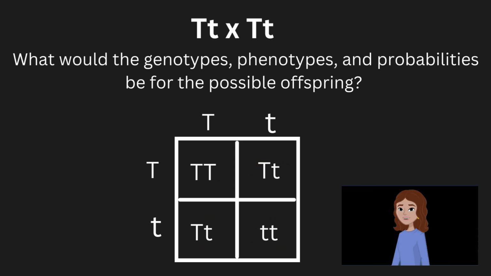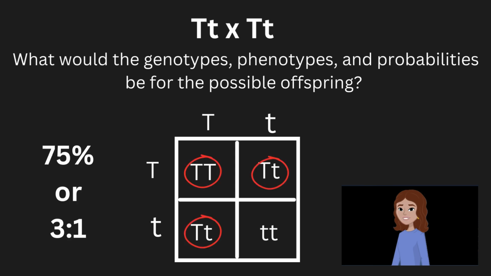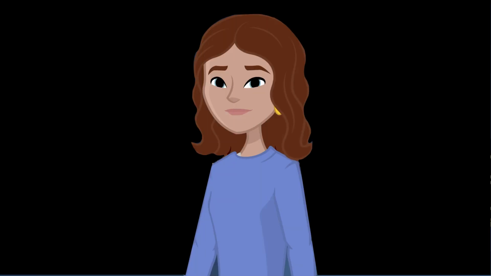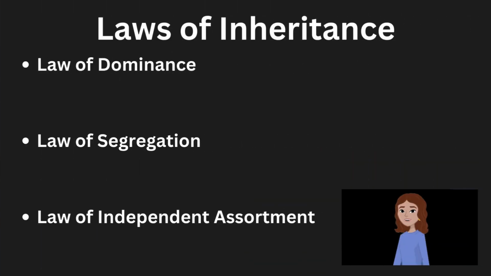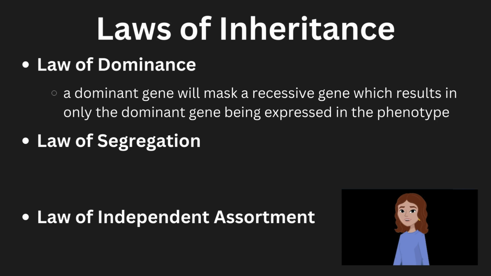If you were asked what the probability was that the offspring would be tall, you would say 75% or 3 to 1. Now, I know this seems pretty easy, but it can get a little tricky later down the line, so make sure you get the basic Punnett square down now. After that long explanation, let's go back to the laws of inheritance. Starting with the law of dominance, which we just learned, a dominant gene will mask a recessive gene, which results in only the dominant gene being expressed in the phenotype, as we just saw with the previous example.